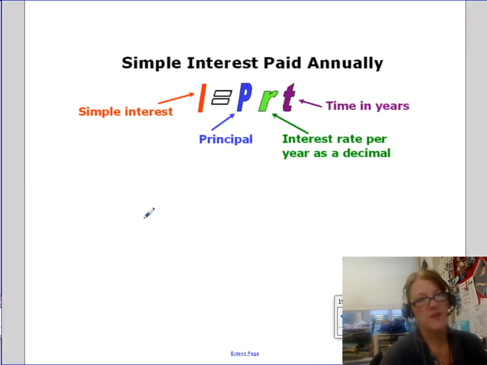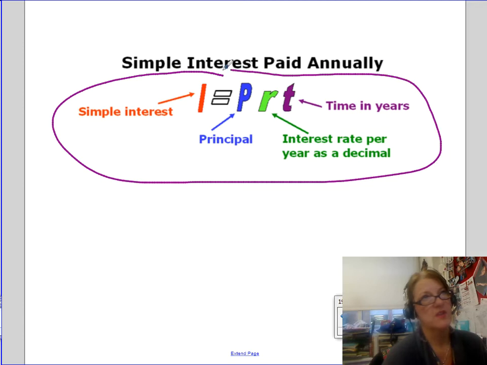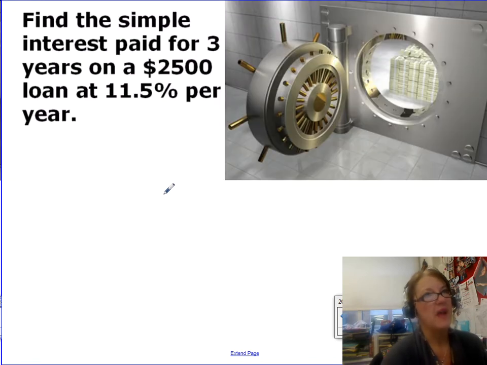All right. Now there's a formula here, and you might remember seeing this before. I equals PRT. I is the interest. P, the principal, is the original amount of money you're starting with. The R is the interest rate, and T is time. Here we go.